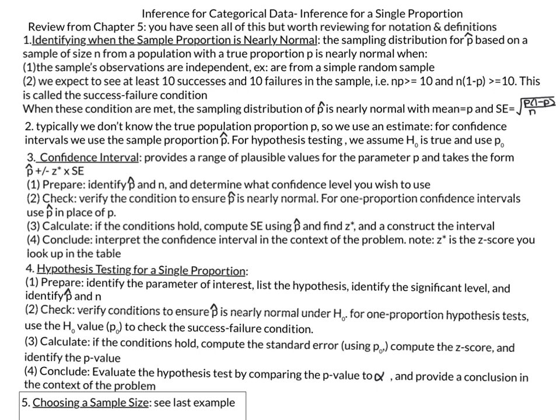At this point, we have reviewed how to determine when the sample proportion distribution is nearly normal, confidence intervals and hypothesis testing. Again, typically we don't know the population proportion, so for confidence intervals, we use p hat as our estimate, and for hypothesis testing, since we're assuming H naught is true, we use p naught as our estimate for p. Our last topic is choosing a sample size.